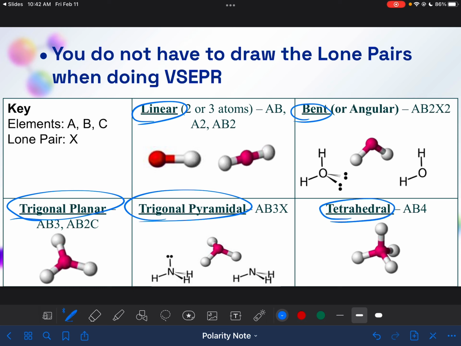I'm going to explain this to you as much as possible and as simply as possible. But something you need to know is if we're asked to draw a VSEPR shape, make sure that you don't draw the lone pairs. So do not draw the lone pairs. Now let's go over the shapes.